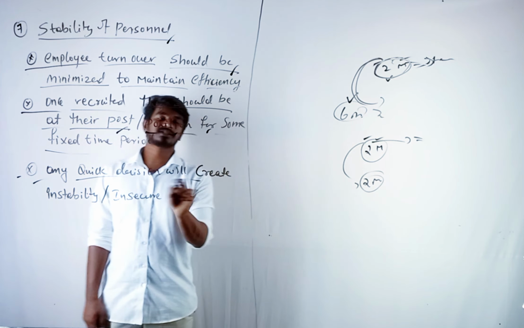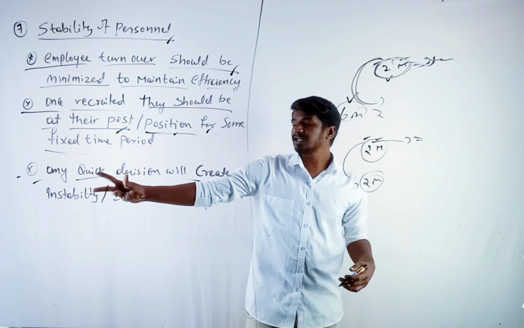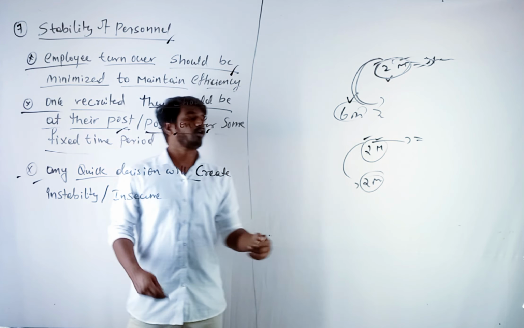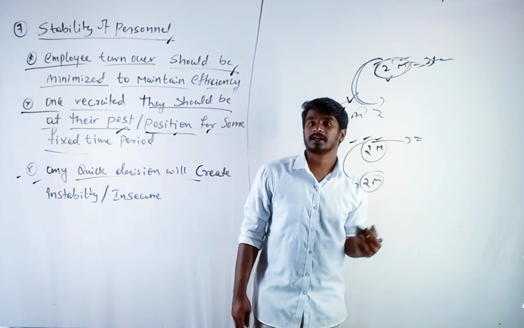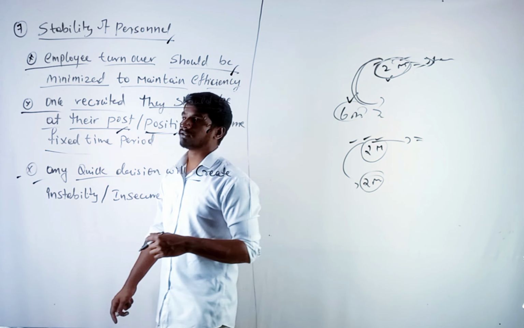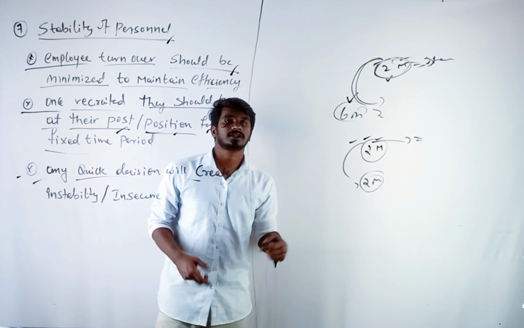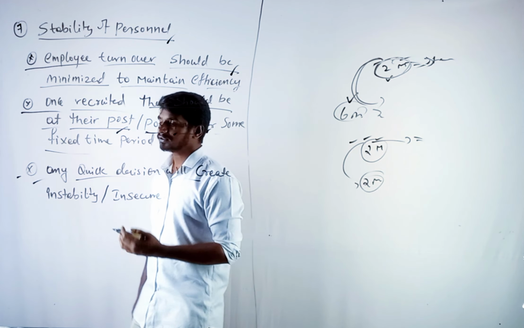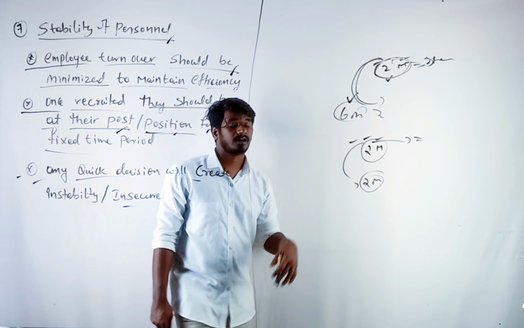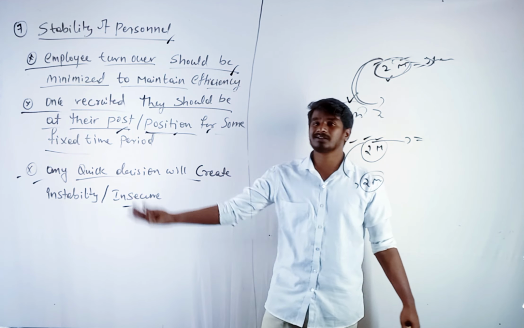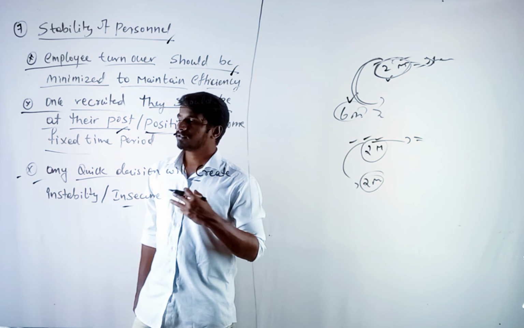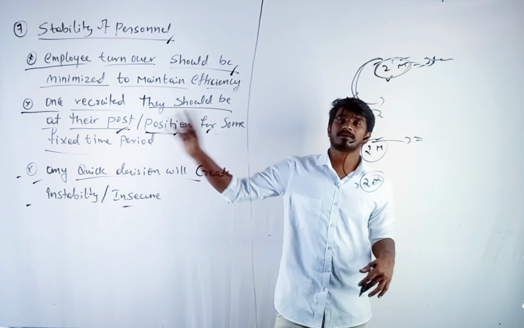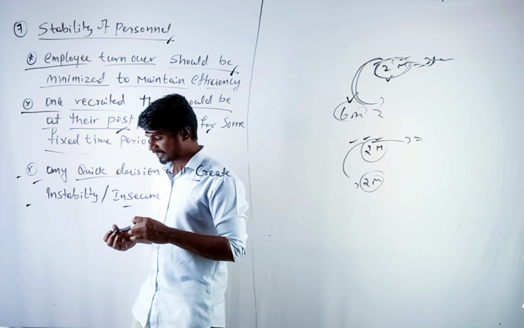So any quick decision will create instability or insecurity for the employees, correct. If we keep on terminating within 2 months, right, it will create instability in the organization and it will be insecure for the employees. So the remaining employees won't work much better. Obviously if he is terminating us, why should we work, that thought will come to the employees. That's the point. We should not terminate the employees frequently. So this completes your seventh principle.